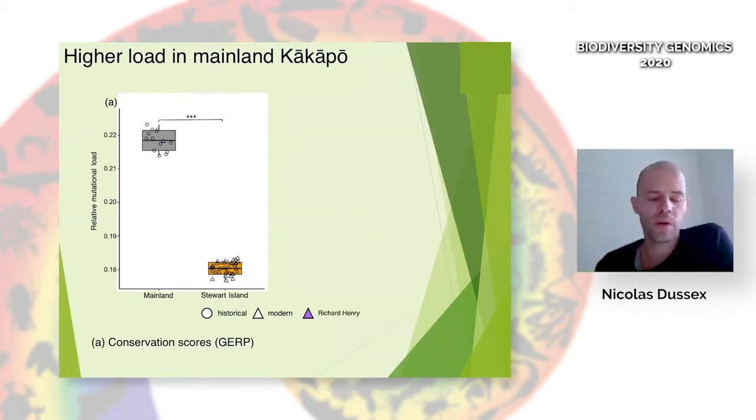The first one is referred to as the GERP approach, which relies on conservation scores and on the identification of conserved regions among a large number of bird genomes. The prediction is that mutations arising within those conserved regions are likely to be deleterious. So we estimated this relative mutational load in mainland and Stewart Island birds, and we found a significant difference between those two populations. This purple triangle represents the sole mainland surviving male that was used in the breeding program.